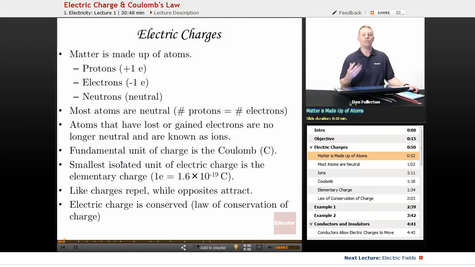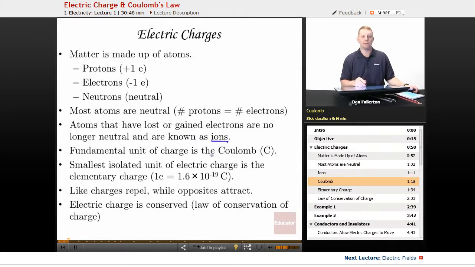First off, matter is made up of atoms, and atoms contain protons, which are positive, electrons, which are negative, and neutrons in the nucleus, which are neutral. Most atoms are neutral. They have the same number of protons and the same number of electrons. Their positive charges are exactly balanced by the negative charges. Now, atoms that have lost or gained electrons have a net charge. They're no longer neutral, so they're called ions.